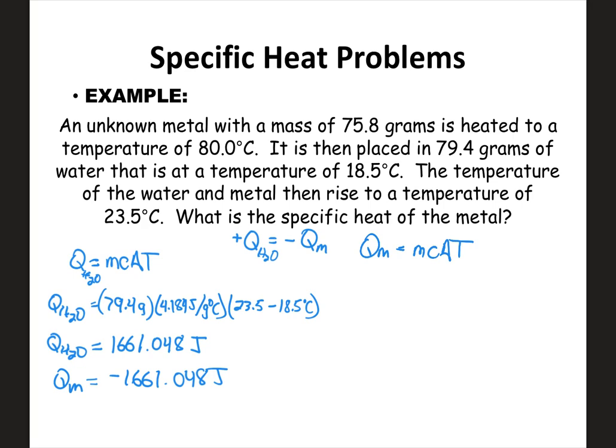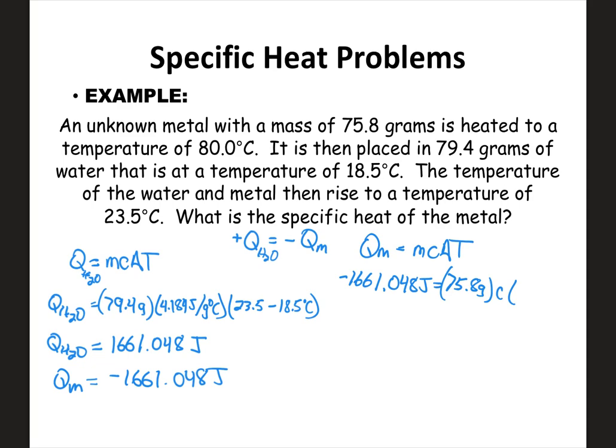So for the Q of the metal, we found this here at the bottom. That's going to be negative 1661.048 joules. The mass of the metal, according to the problem. Now you got to be careful here. This is where your organization is important. You have to make sure you're realizing you're dealing with the metal side now. So you need to pick out the numbers relating to the metal. Well, it told me that there was 75.8 grams. Grams are the units I want. C for the metal, that's what I'm solving for. I'm solving for the specific heat of the metal. And then delta T of the metal, final minus initial.